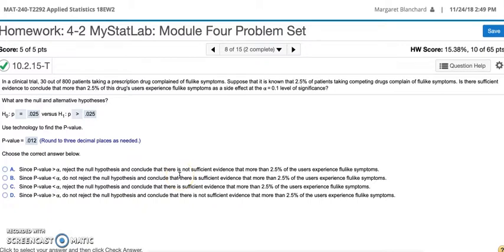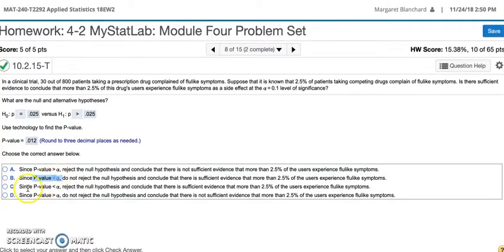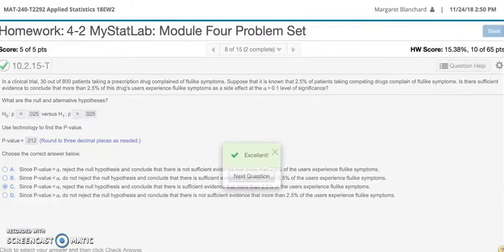Now choose the correct answer below. So first of all, we need to simply look. Here our p-value is 0.01. Our alpha is 0.1. We know then that our p-value is less than our alpha. So we can already say we're only looking at B and C. Remember, if the p-value is less than alpha, we reject the null hypothesis. So that already gets rid of this one because this says do not reject. So since the p-value is less than alpha, reject the null hypothesis and conclude that there is sufficient evidence that more than 2.5% of the users experience flu-like symptoms. So let's click that. Check answer.